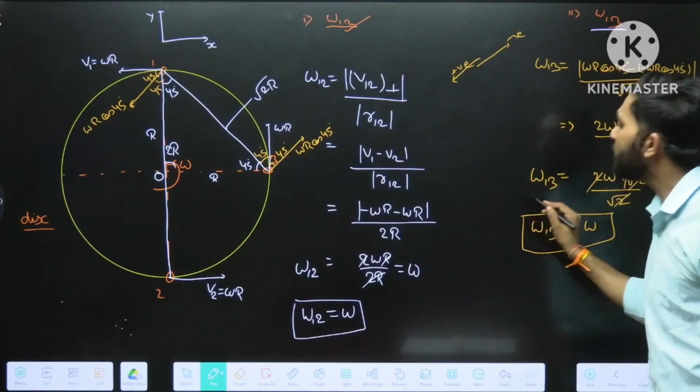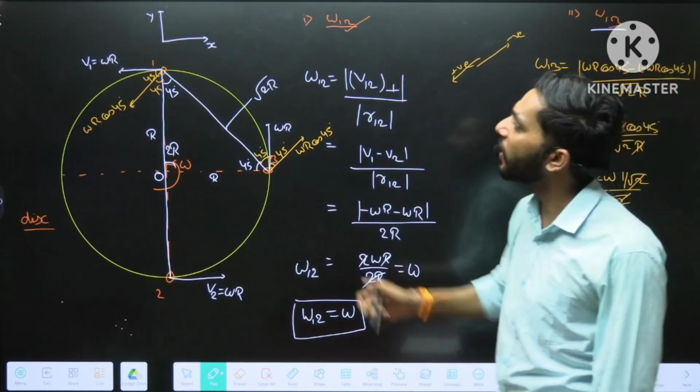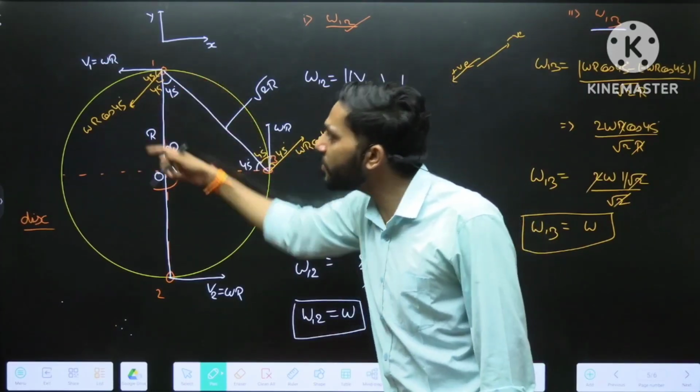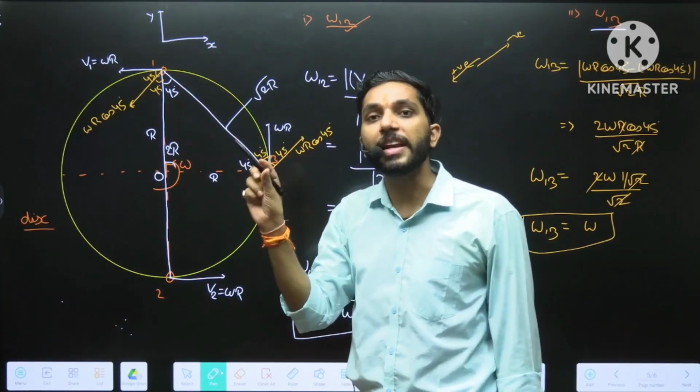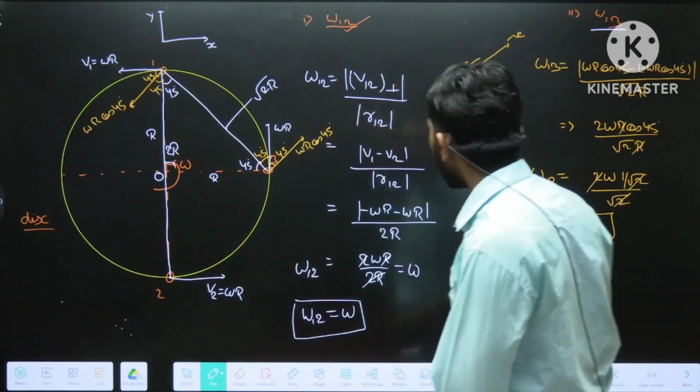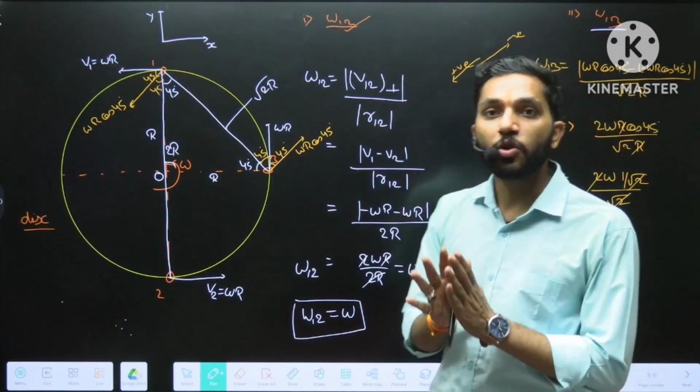So by taking these two examples, we get to know that whatever point we are taking and whatever reference we are taking on the same rigid body, we will get the same angular speed, or the same angular velocity. So this is all about today's theory class.